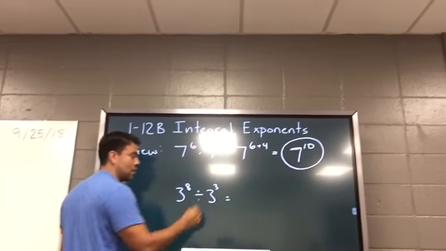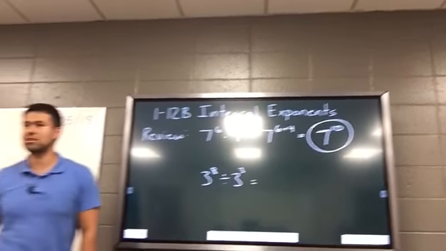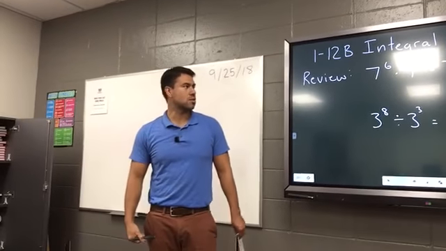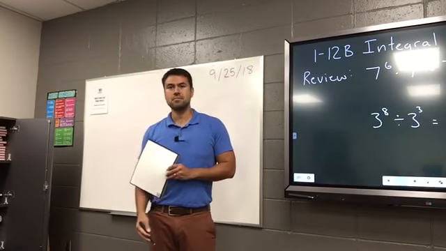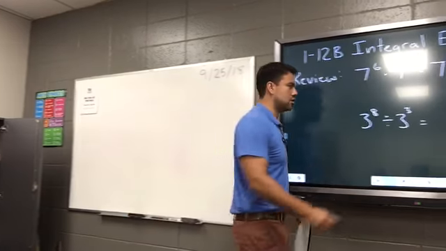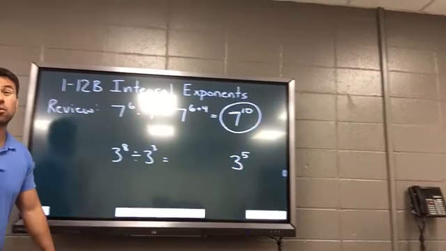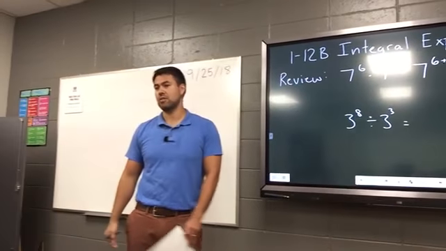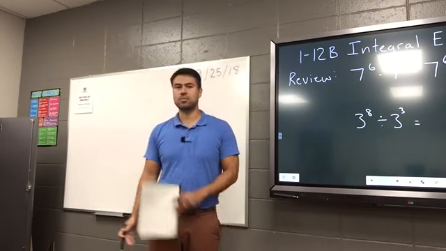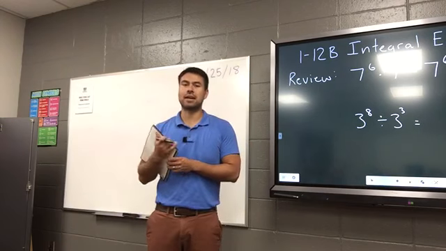Okay, the bottom one, 3 to the 8th divided by 3 to the 3rd. Mary, what'd you do on this one? You're going to subtract 8 minus 3. Okay, so you get 3 to the 5th. Okay, can someone explain why we're allowed to do that? We don't just subtract things or add just because we want. There's got to be a reason behind it. Anyone?